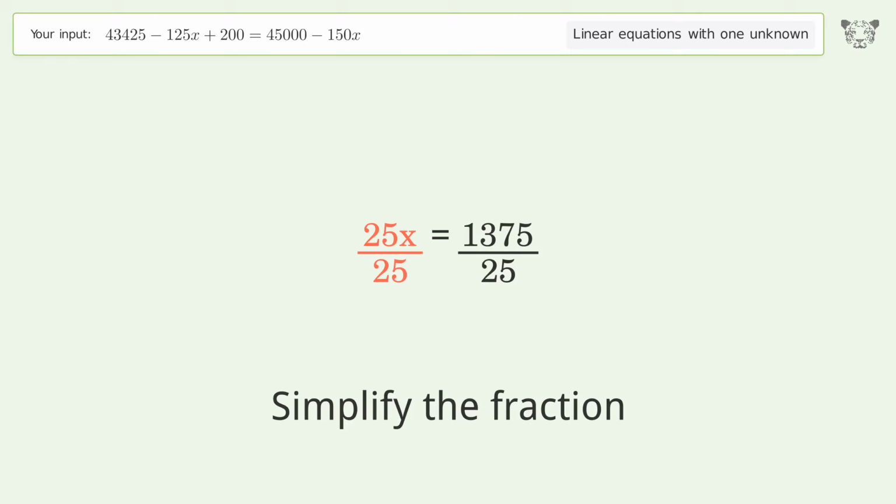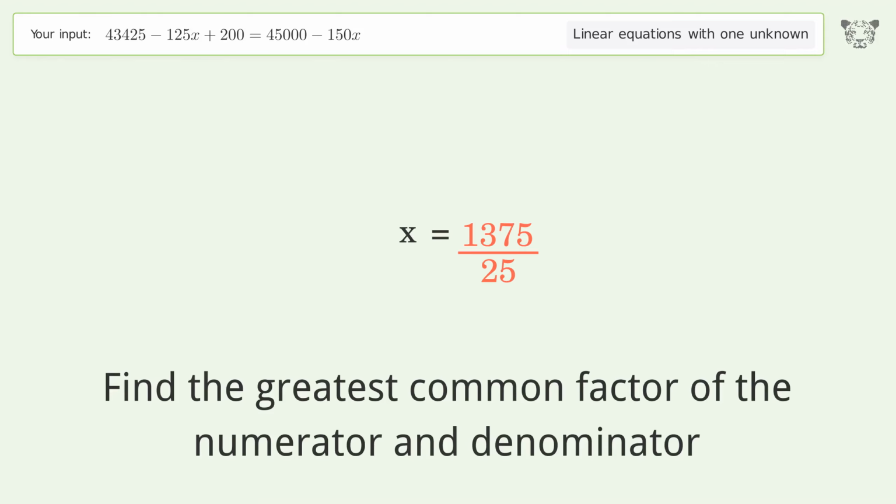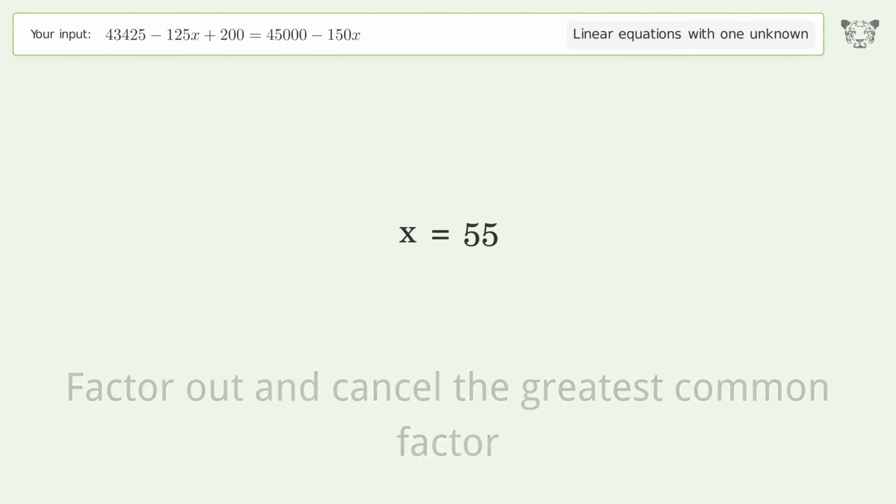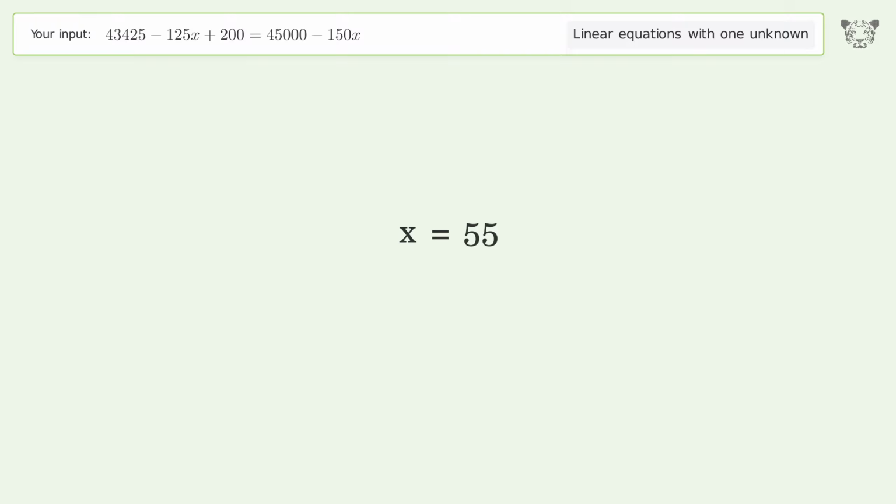Simplify the fraction. Find the greatest common factor of the numerator and denominator. Factor out and cancel the greatest common factor. And so the final result is x equals 55.